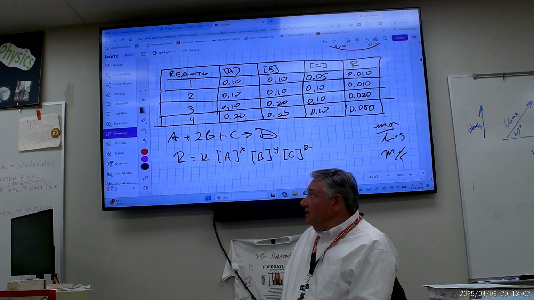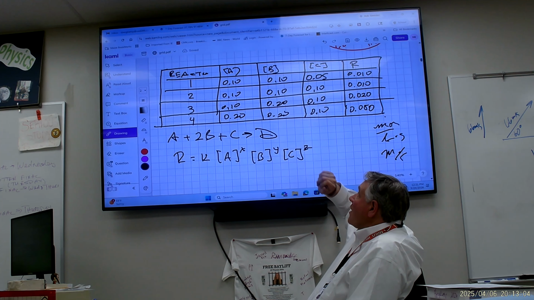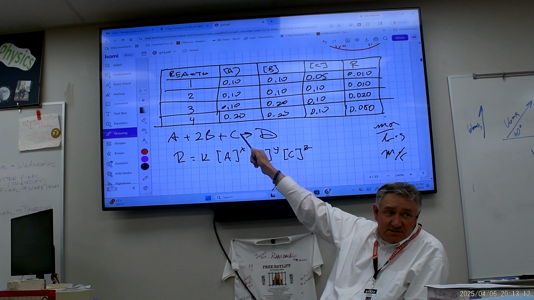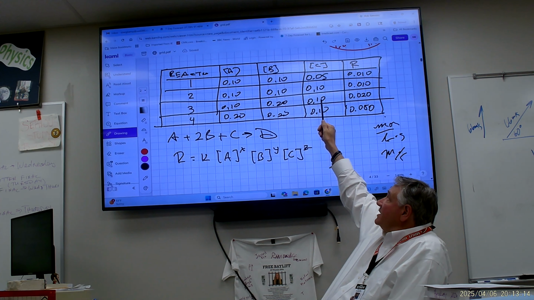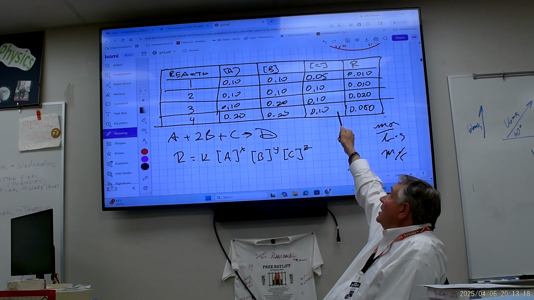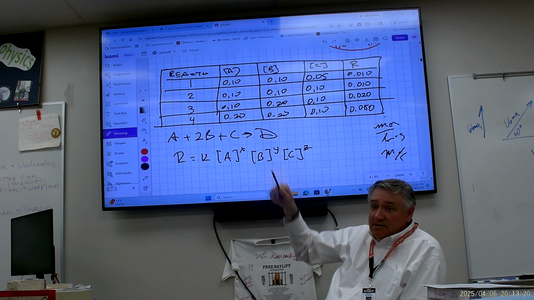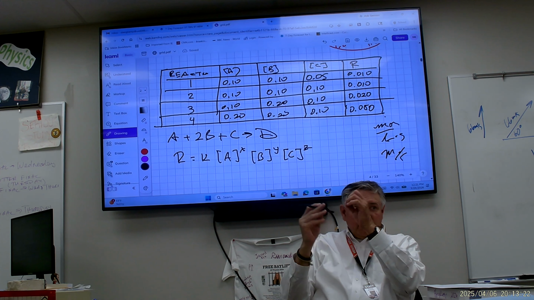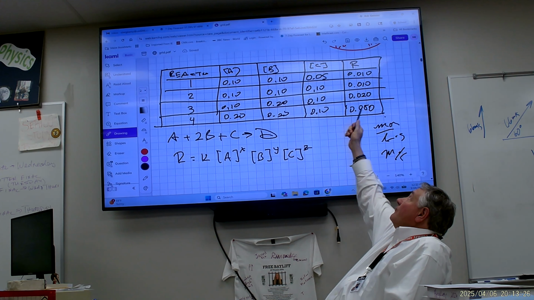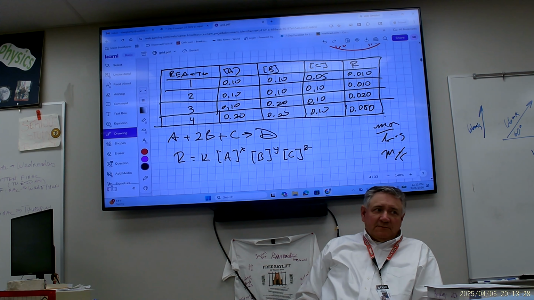Then we said, okay, we're going to run reaction 2. If you notice the difference between reaction 1 and reaction 2, we kept the concentration of A the same, we kept the concentration of B the same, but we doubled the concentration of C. So we ran this first reaction, we measured the rate, timed it, and we got this number, 0.01. It was great.